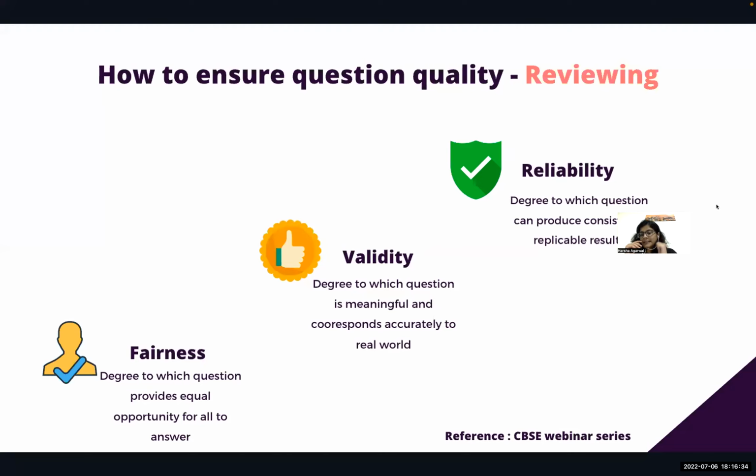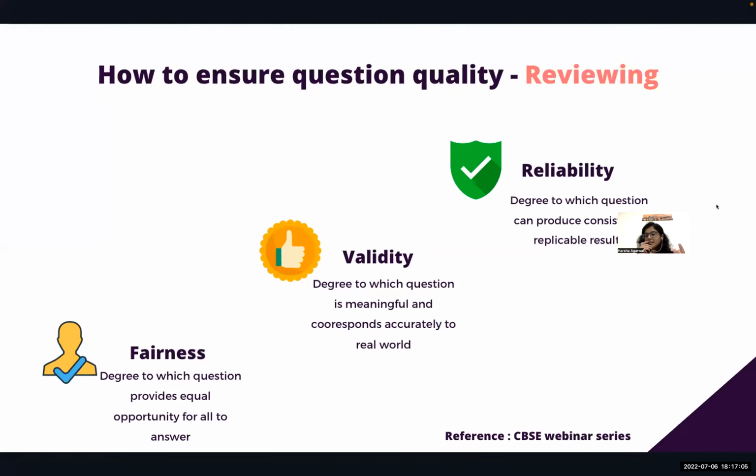Second is validity. Now, what is validity? It is the degree to which the question is meaningful and corresponds accurately to the real world. Obviously, we are no more in 2001 or 1998 where we studied from the book, passed out with good grades, and went out into the real world with just bookish knowledge. Today's world focuses more on what real skills you have developed as a student in school or college and how much you can apply them when you go to different companies, or when you start your own company, or when you work for other people.